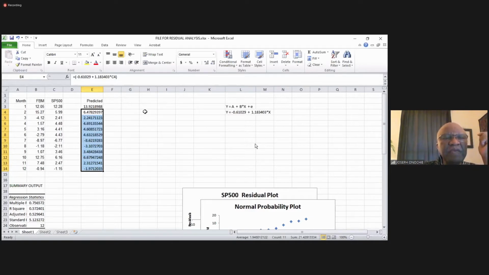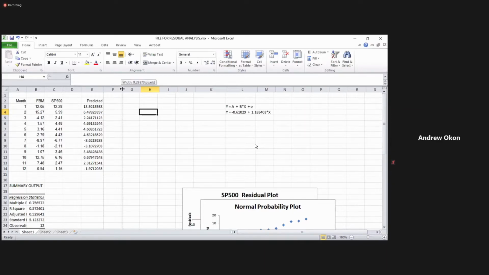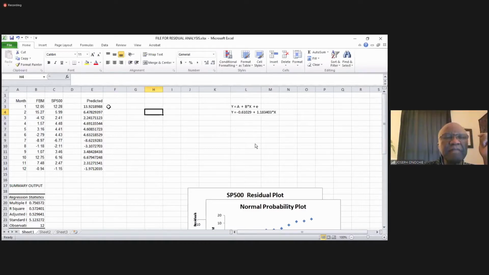When S&P is 5.99, I don't get that. I get 15 point this. When S&P is 2.41, I don't get this. I get different numbers. So what is the difference? The difference between those. What is that difference called? Residual. That's the residual. Okay, that is the residual.